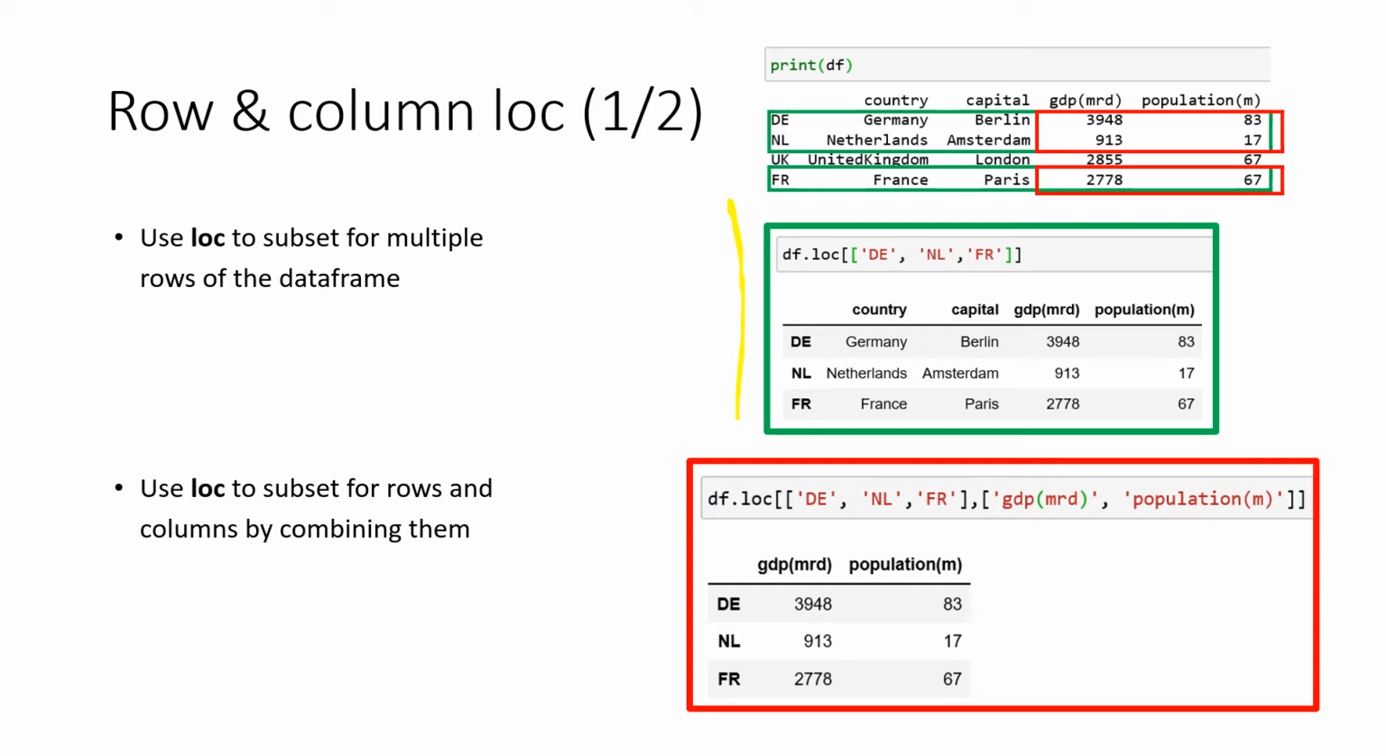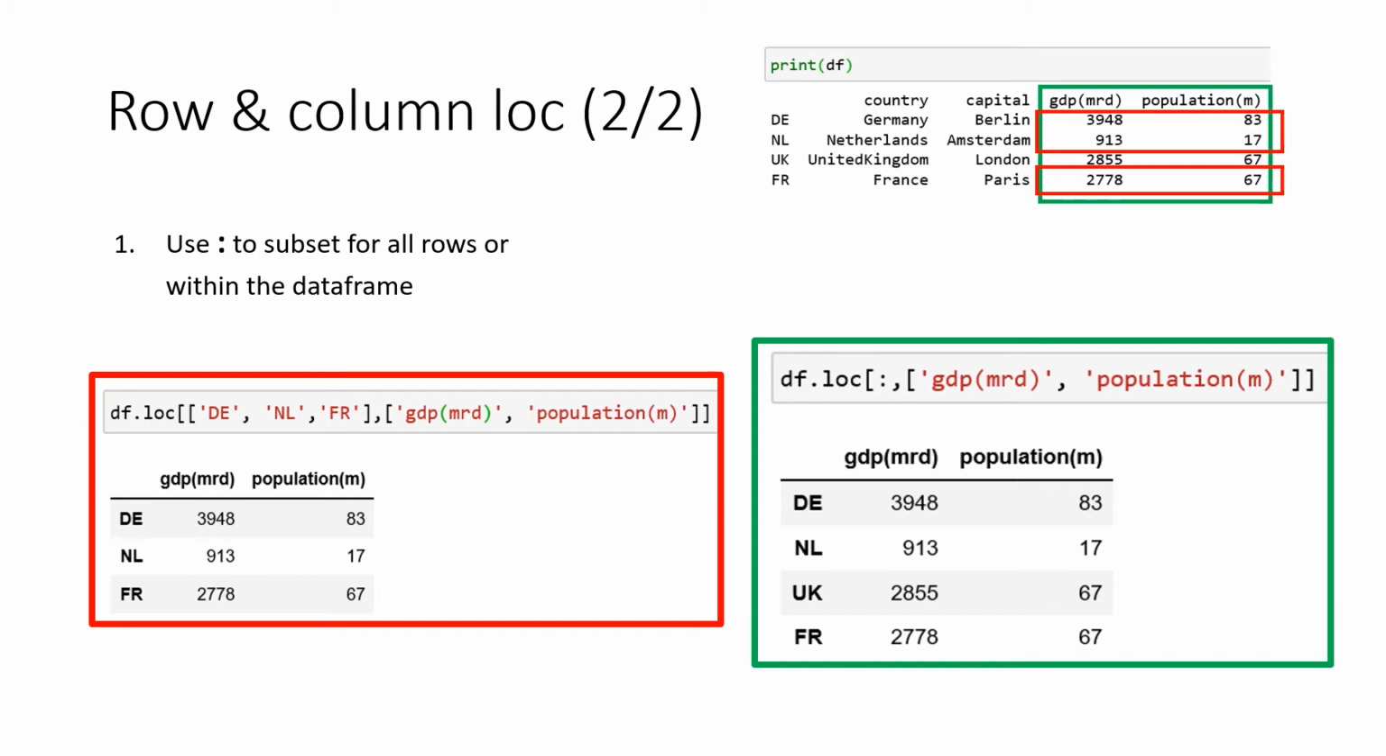So we can also subset for columns and rows. In the red box example, we first subset for those 3 rows, and after that we only subset for these 2 columns. And if we print out our data frame, we can see that only our 3 indexes are given and only our 2 columns are given, and of course the associated values with those rows and columns.